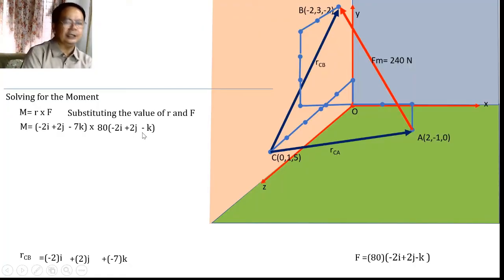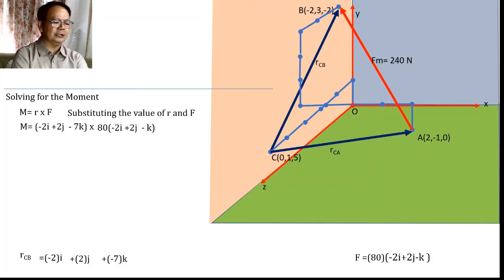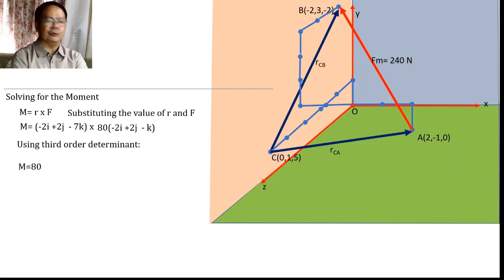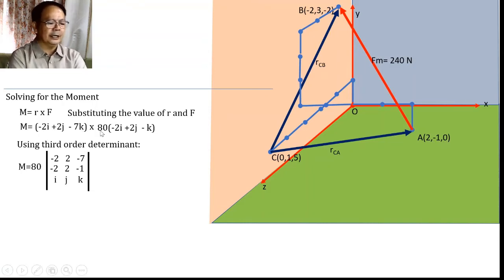So we'll be using the third-order determinant, so that M can now be computed using the determinant where the first element of the cross product will become the first row of the determinant, while the second element of the cross product will be the second row, while the third row is equal to i, j, and k. I took out the 80 here because that is a constant. So we use the extended form of the determinant by extending the first two columns, such that we shall have here the expanded form of the determinant.